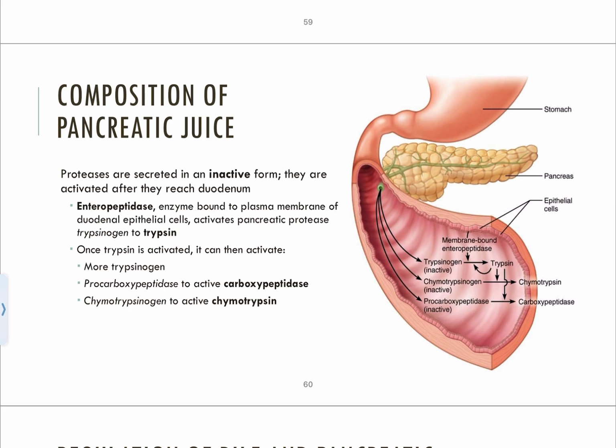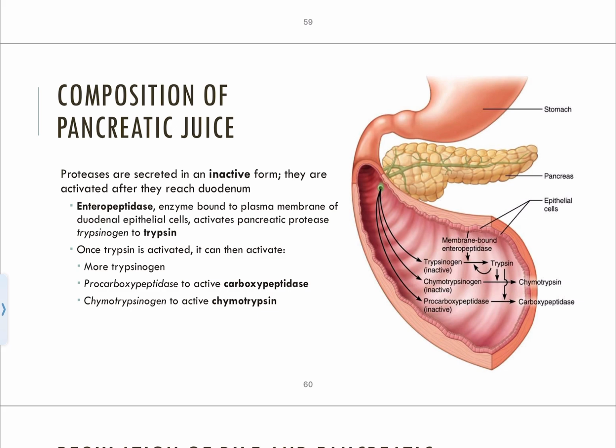So proteases are secreted in the inactive form, like we talked about before. They are activated after they reach the duodenum itself. So we have enteropeptidase, which is an enzyme bound to the plasma membrane of the duodenal epithelial cells. It activates the pancreatic protease, which is trypsinogen, into trypsin.